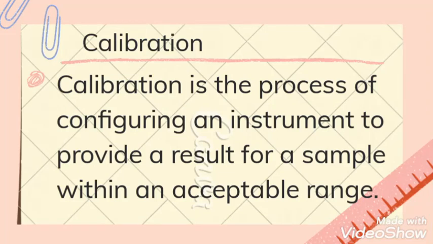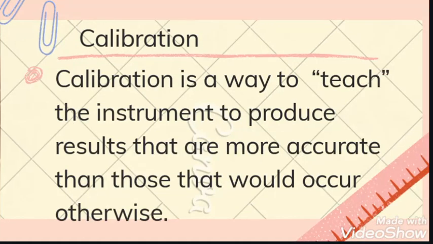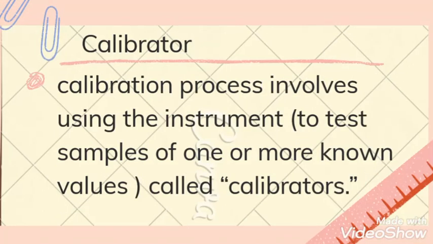Calibration is the process of configuring an instrument to provide a result for a sample within an acceptable range. So we will configure our instrument and provide a sample, and then we will configure the instrument to give us a result which is in the acceptable range. Eliminating factors that cause inaccurate measurement is a fundamental aspect of instrumentation design calibration. So we will eliminate the factor that causes the error. Calibration is a way to teach the instrument to produce results that are more accurate than those that would occur otherwise. So we will teach our instrument to give us the result which is accurate.